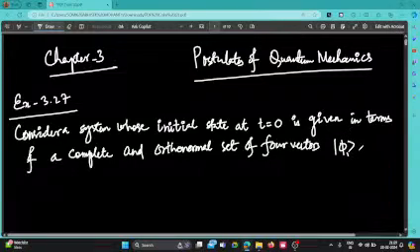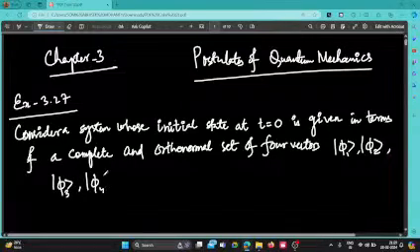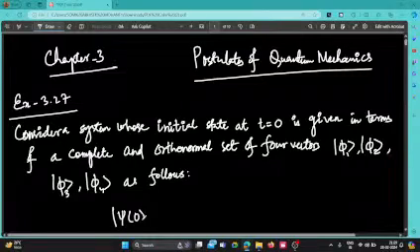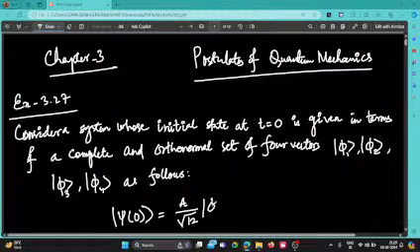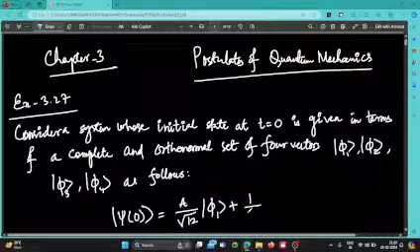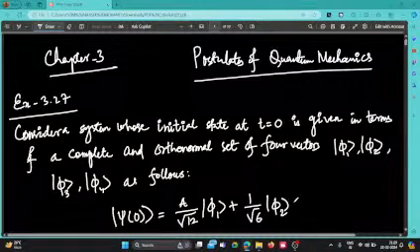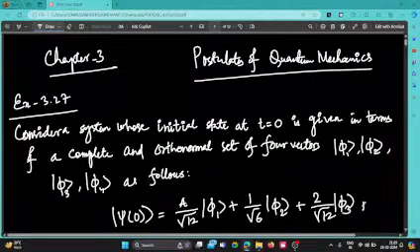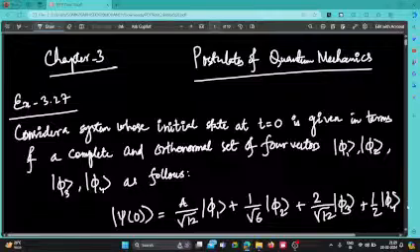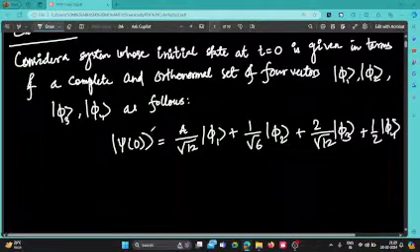Ket phi 1, ket phi 2, ket phi 3, ket phi 4 as follows. So psi 0 is equal to A by root 12 phi 1 plus 1 by root 6 phi 2 plus 2 by root 12 phi 3 plus 1 by 2 phi 4. A is a constant. What is the question?